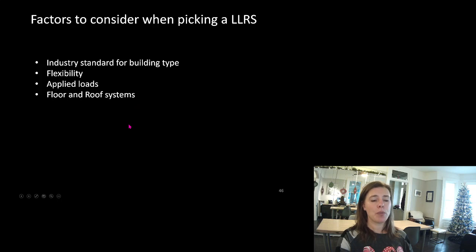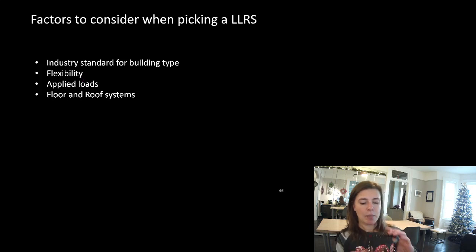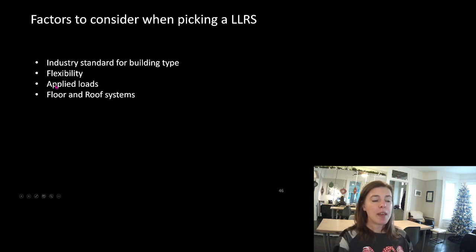So what should you think about when you're picking your lateral load resisting system? Well, think of the industry standard for that building type. If I am building a concrete condo, I'm probably not going to put steel bracing in it. I'm going to use a concrete shear wall. Flexibility: what gives you the most options within your building? For a steel building, I'm probably going to think about where my braces are so that openings can happen really easily. What are the applied loads? Different types of loads might influence what lateral load resisting system we pick. And then think of your floor and roof system. If you're already building out of wood, it probably makes sense to build out of wood.